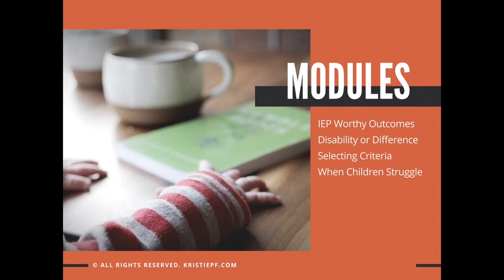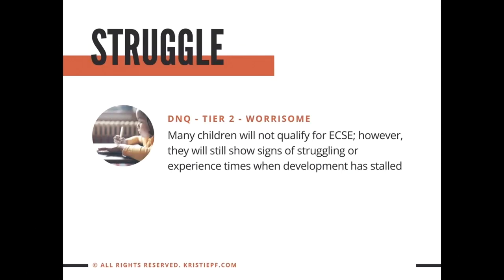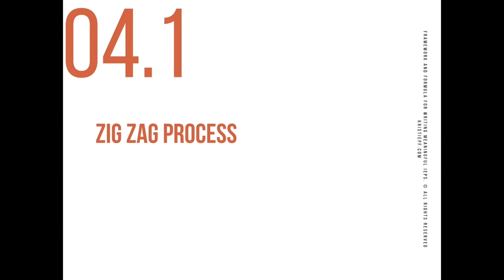This is Module 4, and it's all about how to think about when a child is struggling or their development has stalled. In particular, we're on Lesson 1, which is about what we call DNQs, does not qualify. This is about when a child is struggling but may not be eligible for early childhood special ed or special education. We address this kind of concern through what's called a zigzag process.